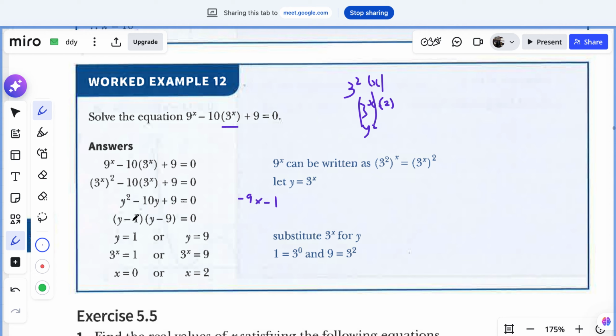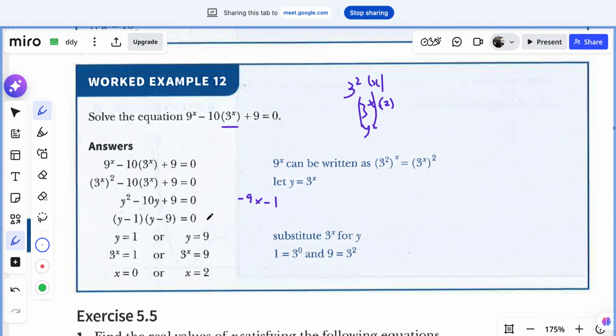So you're going to write y minus 1 in one bracket and y minus 9 in the other bracket equal to 0. In most cases, they will give you the one that you can easily factorize, not the equation that will lead you to a quadratic formula. But if the equation leads you to a quadratic formula, no problem. You already know how to use quadratic formula to solve quadratic equation.